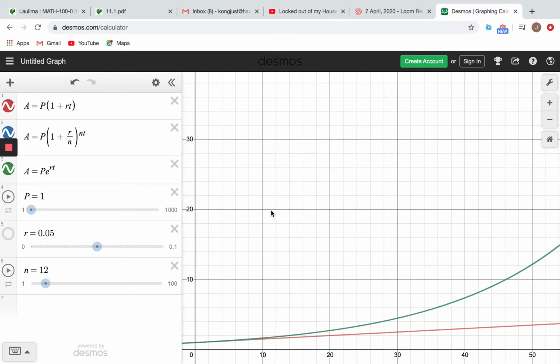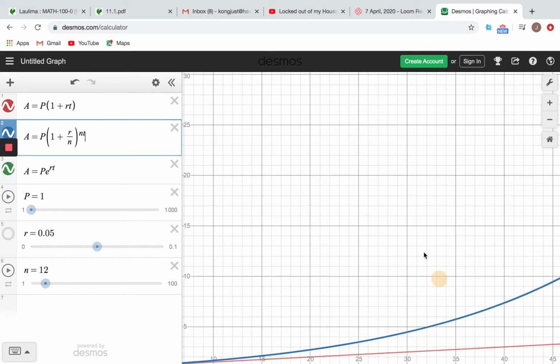One thing that I noticed right away is this red line represents simple interest. It's a linear equation, so it just grows like a line. That's not bad. But if you look at the compound interest formulas, the blue and green one, they're almost on top of each other. You can't even see the blue line because they're so close.